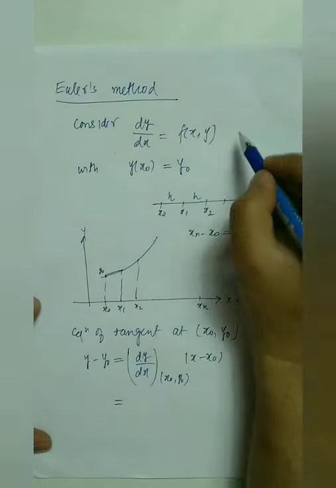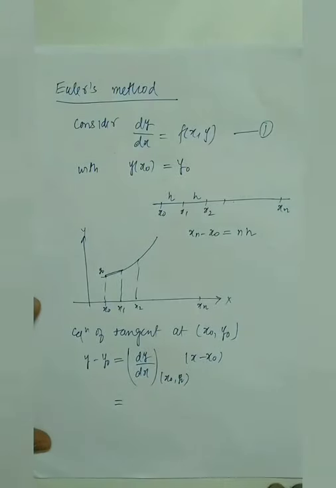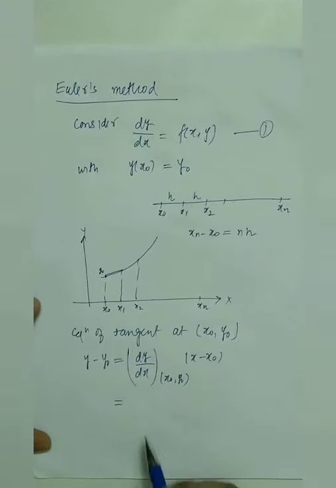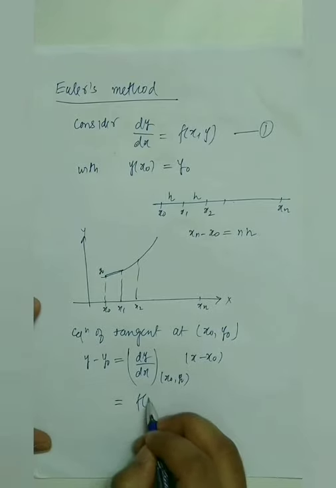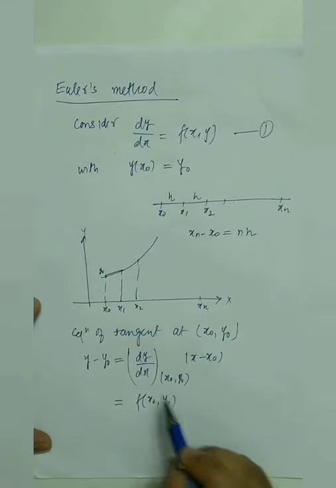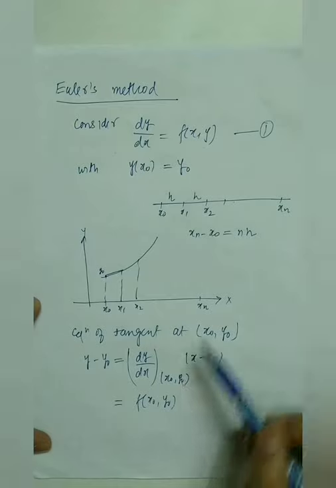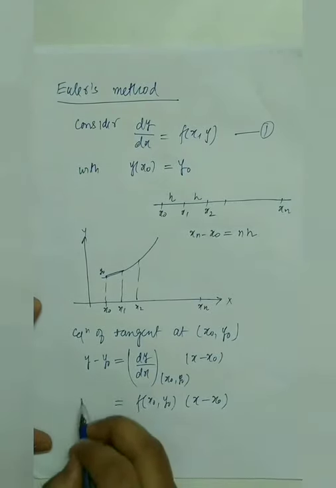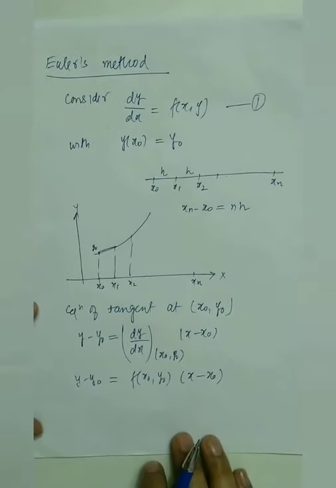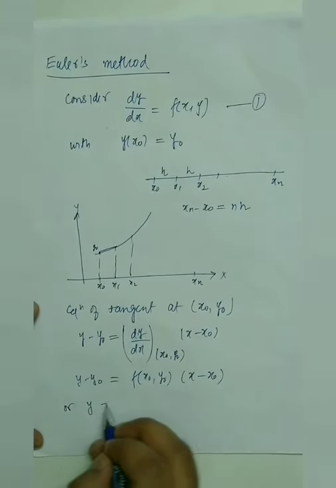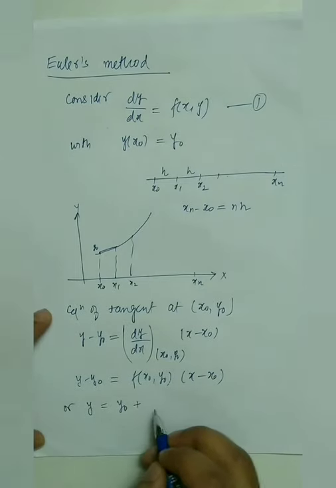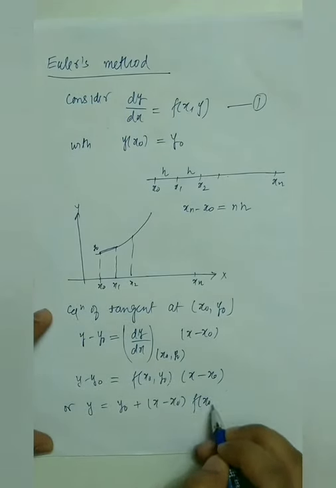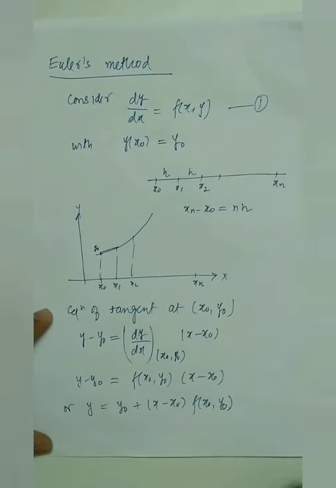By using equation number 1, dy/dx = f(x, y), we can put here f(x0, y0), because the value of dy/dx at (x0, y0) will be f(x0, y0), into x minus x0. Or we can write y is equal to y0 plus (x minus x0) f(x0, y0).